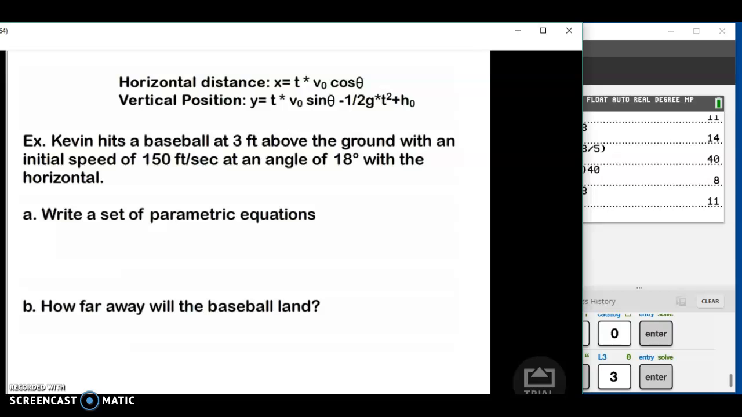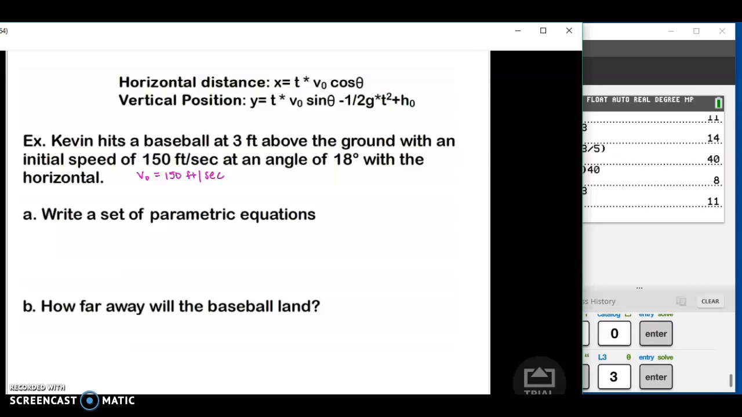So Kevin hits a baseball at 3 feet above the ground with an initial speed of 150 feet per second at an angle of 18 degrees with the horizontal. So for part A, we're going to write a set of parametric equations. We have at the top the formulas that we need. So from this, we know that v naught, which is our initial velocity, is 150 feet per second.